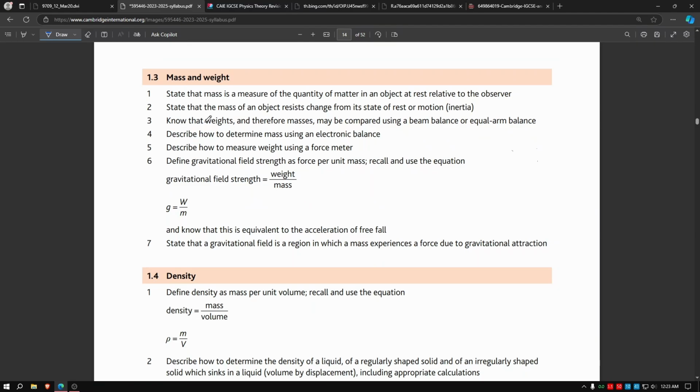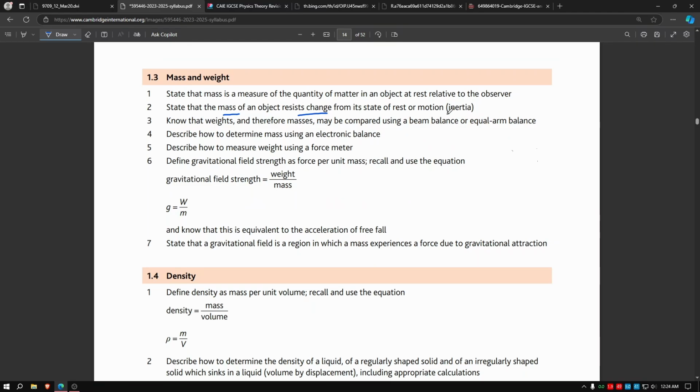Well then, moving on. State that the mass of an object resists change from its state of rest or motion. So, keywords: state that the mass of an object resists change from its state of rest or motion, and in brackets, inertia.